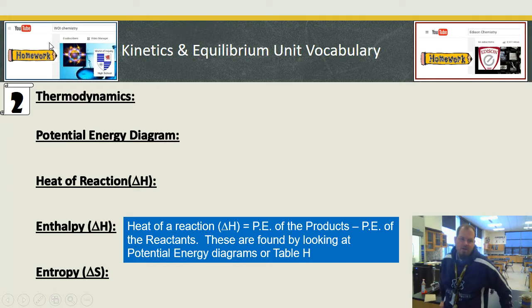Notice that the definitions of these two things were very much the same. The potential energy of products and potential energy of reactants were in there. Okay, because notice they are both delta H. They're the same. Two words mean the same thing. So we need to make sure that we know that both of them can be used synonymously.